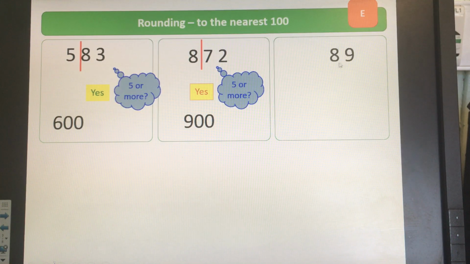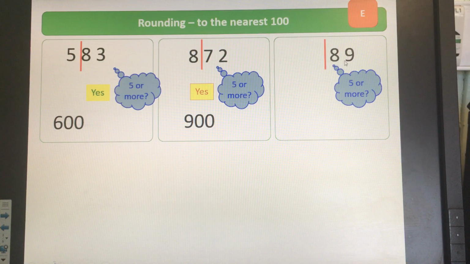This number here, 89. Okay, we haven't got anything in the hundreds column, but we're still going to look at the tens column to decide if we round up to the next 100 or not. Is it 5 or more? Yes. So we round up to the next 100, which is 100.